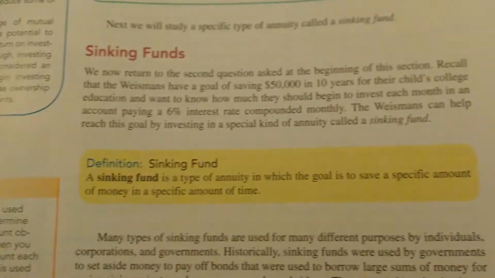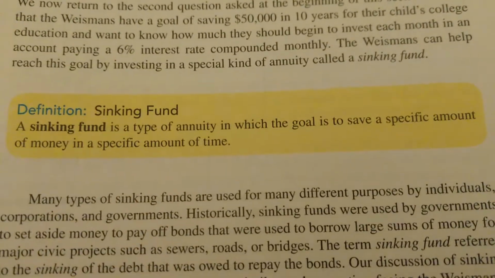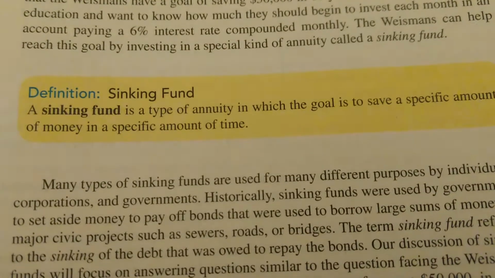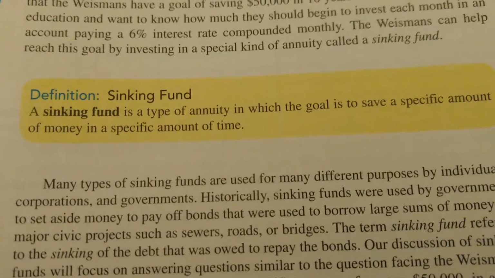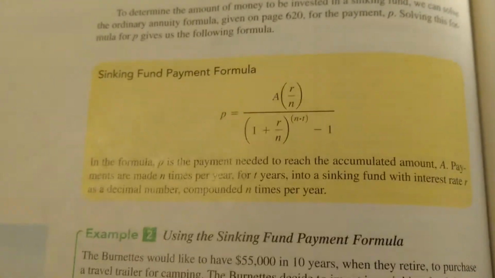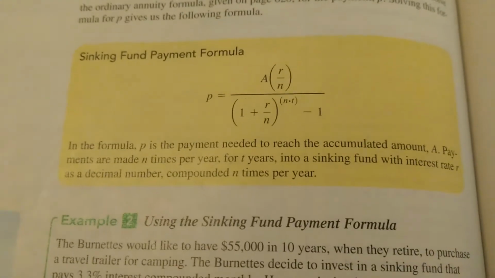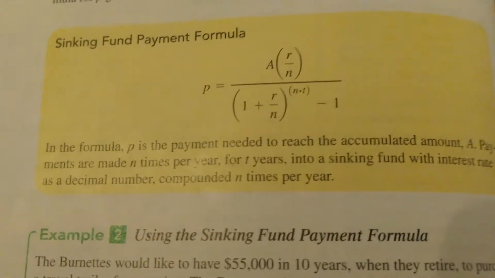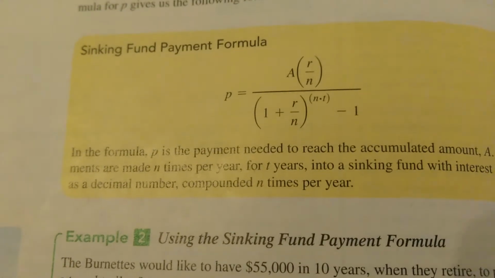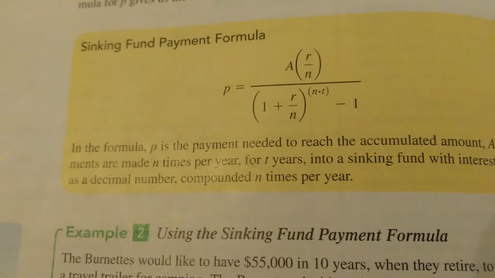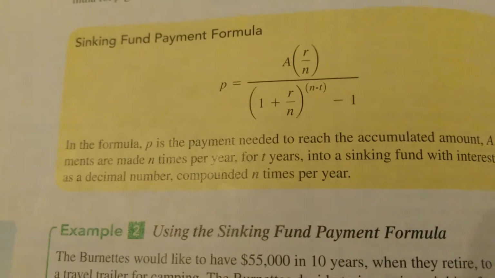A sinking fund, by definition, is a type of annuity in which the goal is to save a specific amount of money in a specific amount of time. The formula for this, again, is pretty involved, and the variables are pretty much the same. P is the payment that you're making. A is the amount you want to accumulate. R is the interest rate. N is the number of times per year. T is how many years.